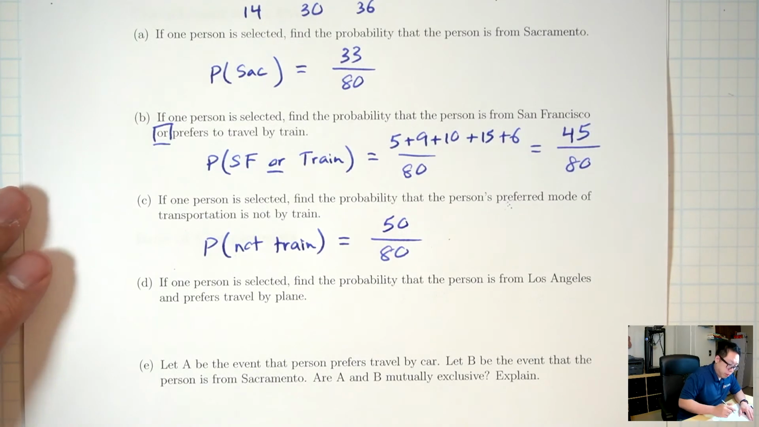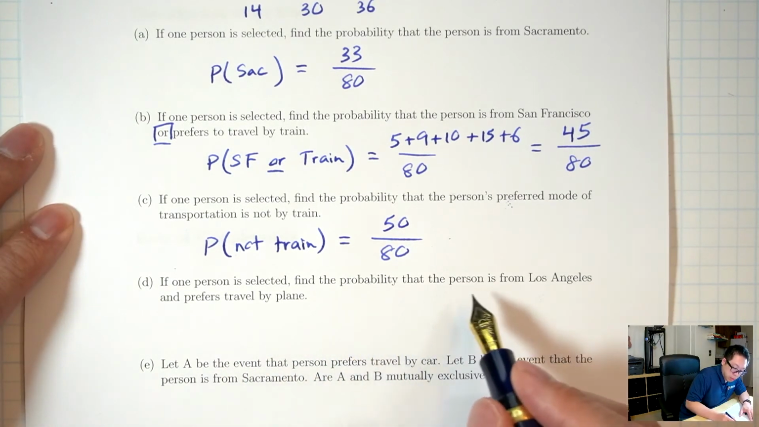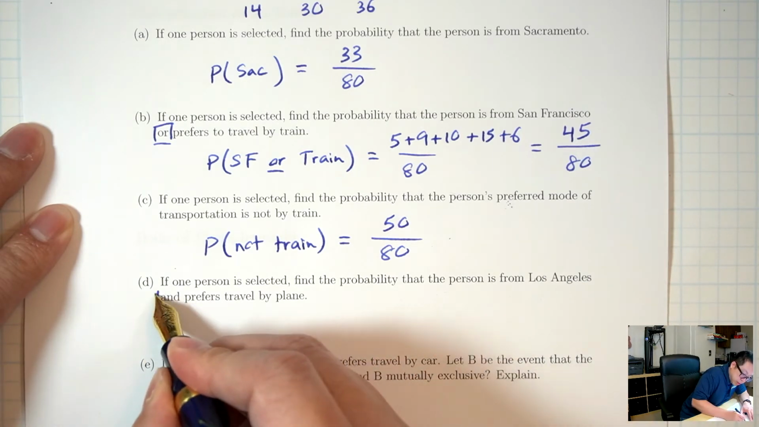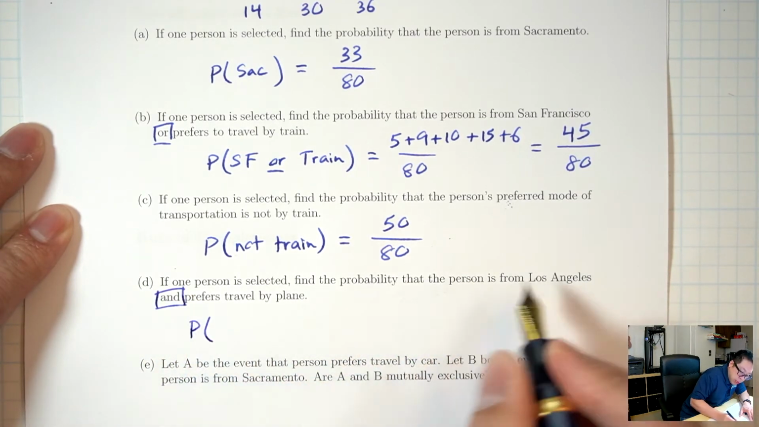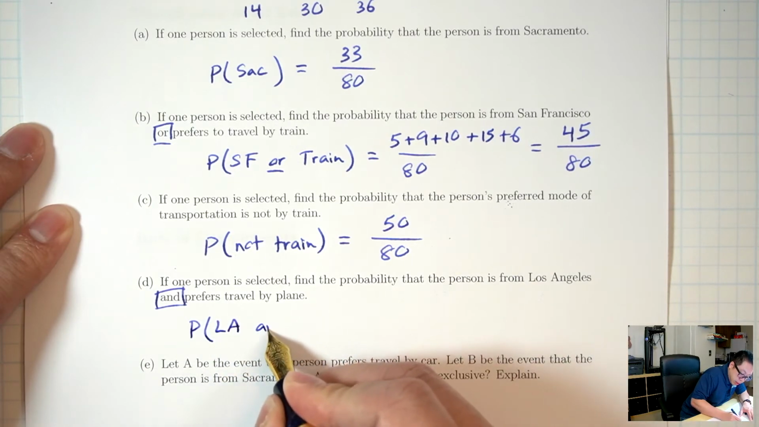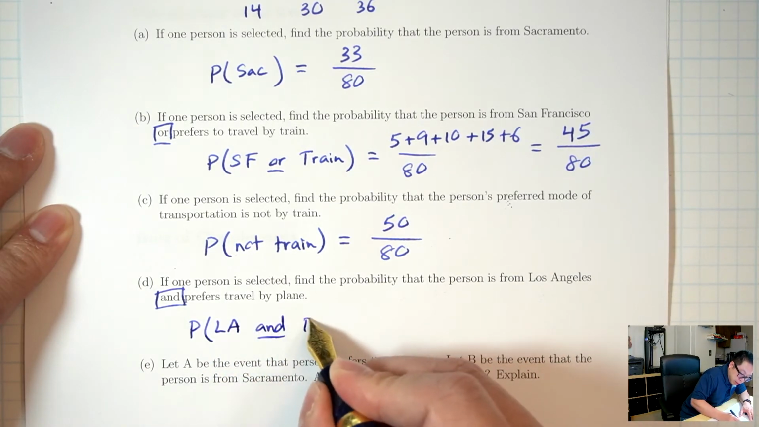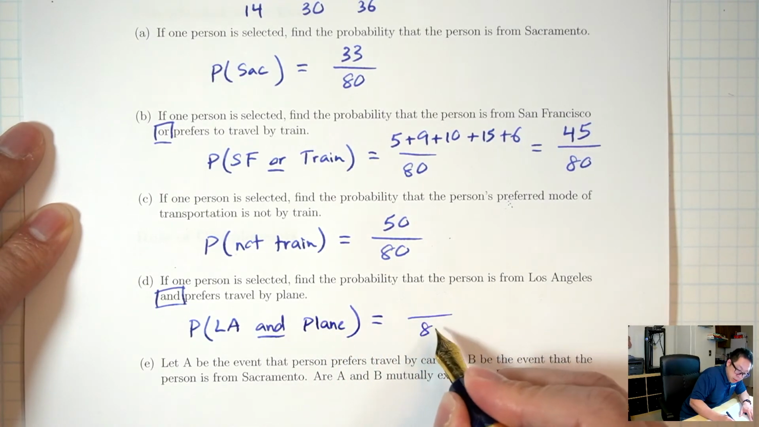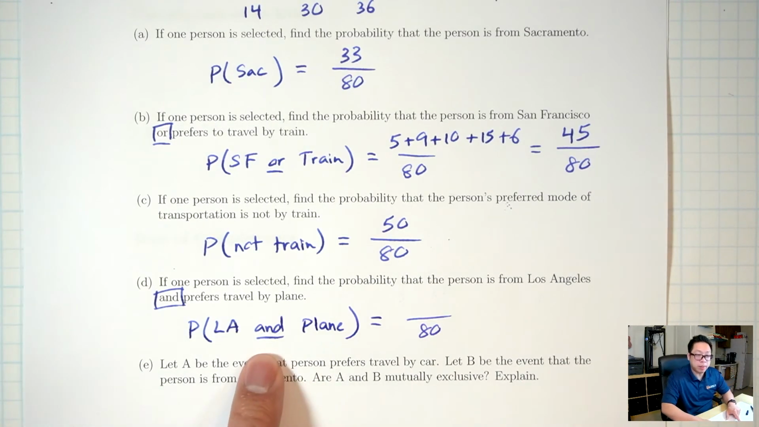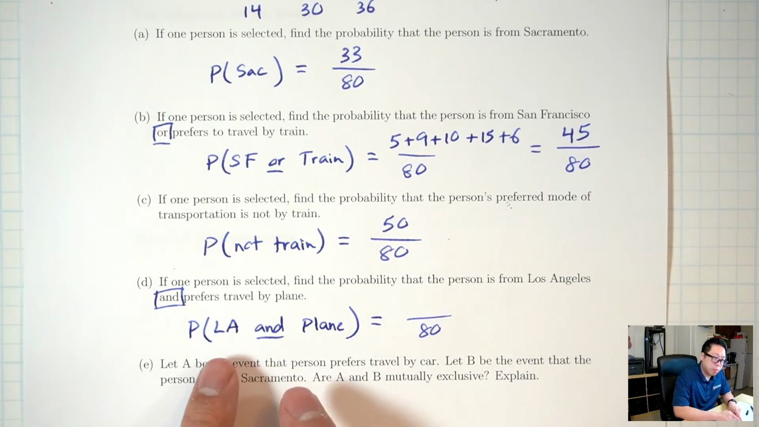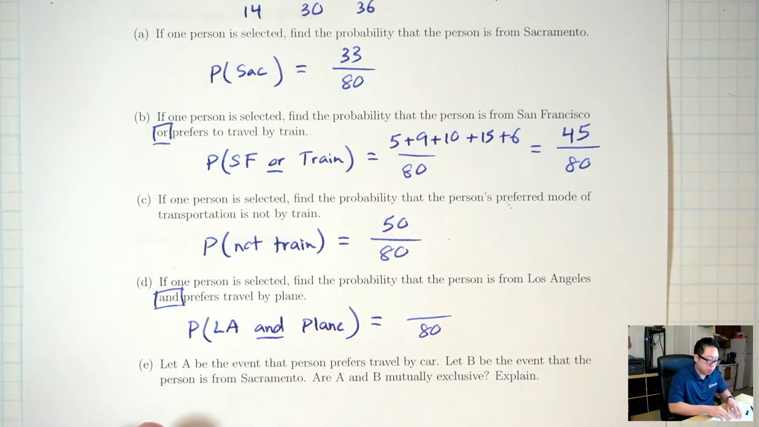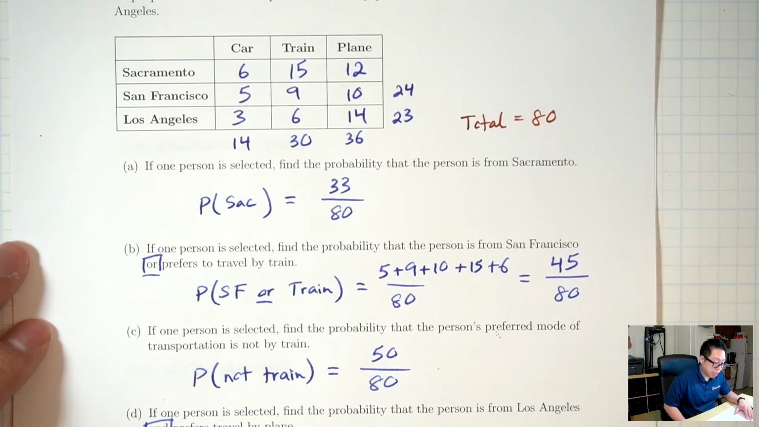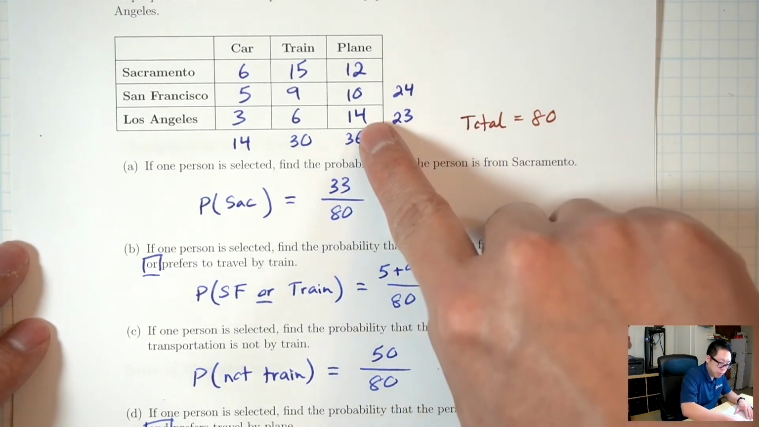Part D, if one person is selected, find a probability that the person is from Los Angeles and prefers travel by plane. So here, keyword here is and. So we're looking for LA and plane. Okay, bottom is going to be 80. Okay, remember keyword and means I want people who meet both requirements at the same time. So people who are from LA and at the same time plane. It should be just a single number. So LA plane, 14.